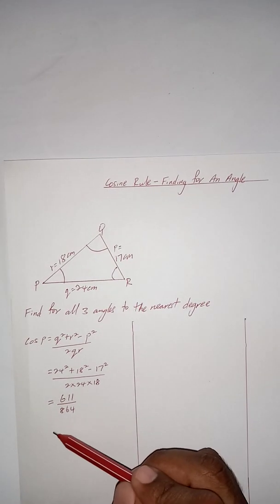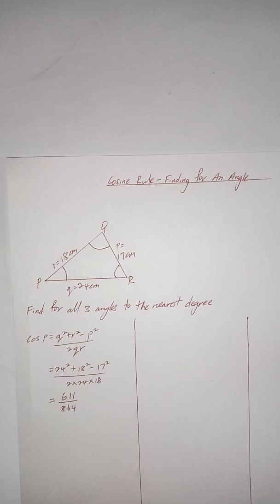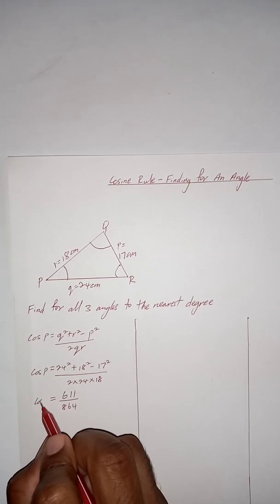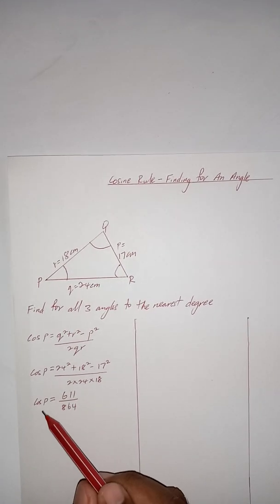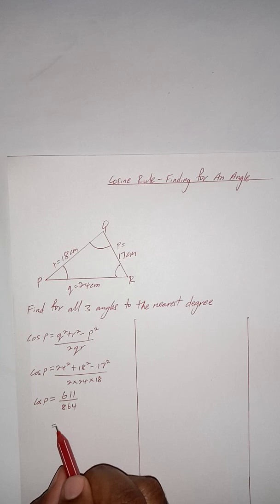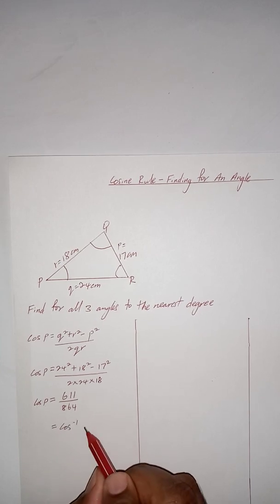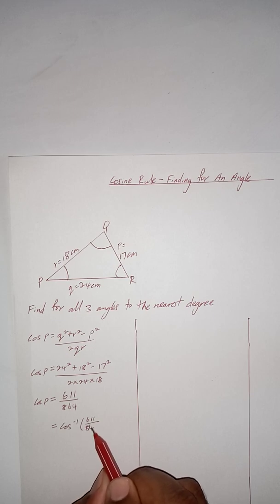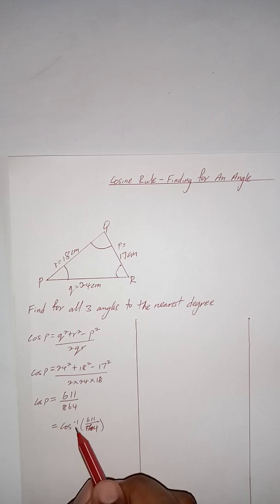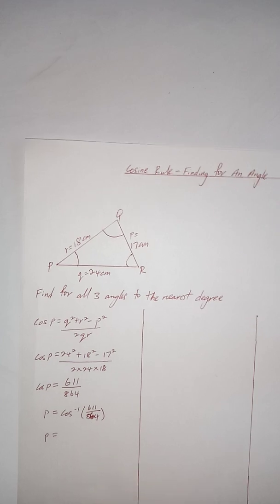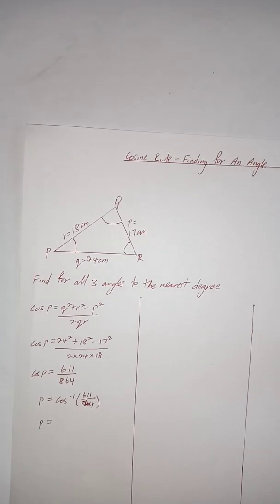Good. So there are 2 ways we can work this problem. We can divide and then write our answer as a decimal, or we can do it like this. Let me write back cos P. Since we want to find P, we take the cos over to the other side and it becomes cos inverse. So cos inverse 611 over 864. Good. If we take across cos, we are left with P. So P will equal, now the calculator will do the job for us.